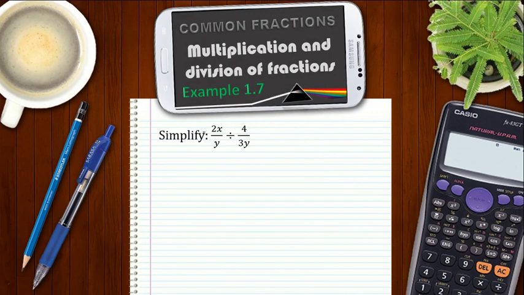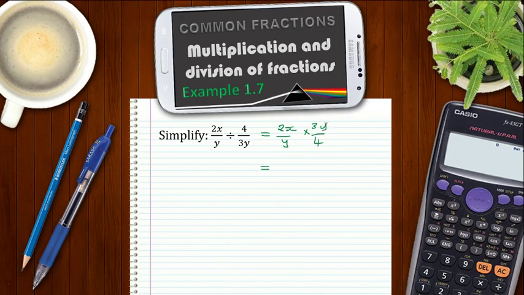And then for example 1.7, here we have division again. So first thing we're going to do is change it into multiplication by saying 2x over y multiplied by 3y over 4. Let's see if we can first cancel out, because if you cancel out first before you do the multiplication, it makes your sum much simpler.